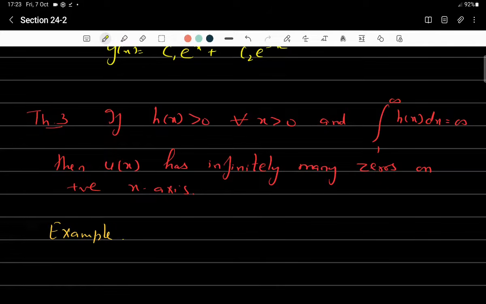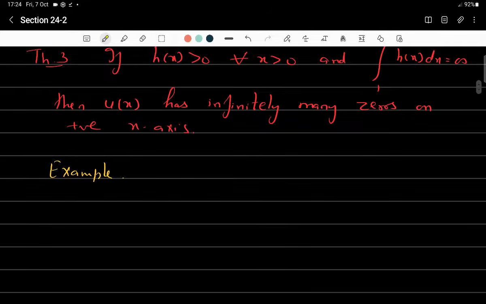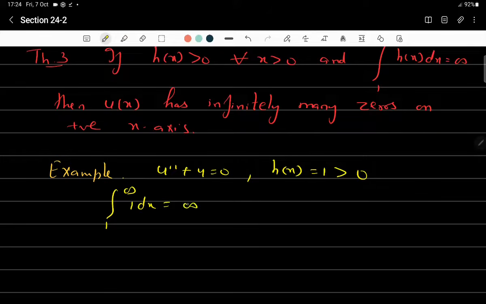So one theorem talks about at most 1 zero, the other theorem talks about if h of x is greater than 0 for x greater than 0, and integral from 1 to infinity of h of x dx is equal to infinity, then u of x has infinitely many zeros on the positive x-axis. Yes, again the example is quite simple. Now u double dash plus u is equal to 0, so h of x is equal to 1, which is greater than 0, and also the integral from 1 to infinity of 1 dx is equal to infinity. Therefore, if you consider any non-trivial solution, which is either sin x or cos x, both have infinitely many zeros.